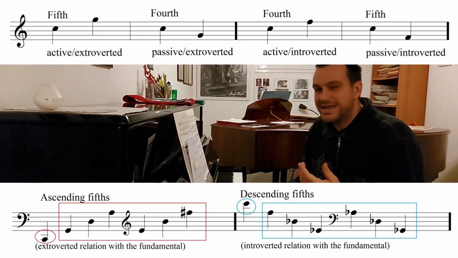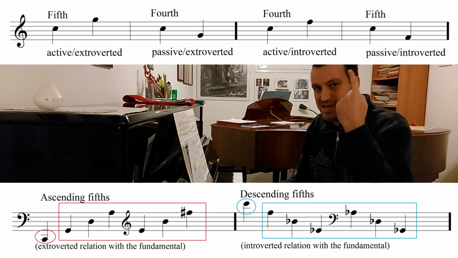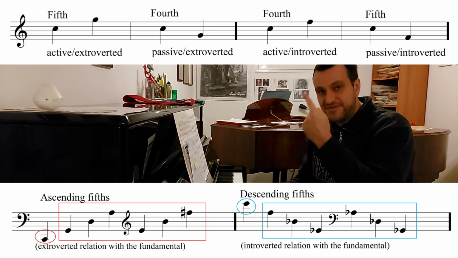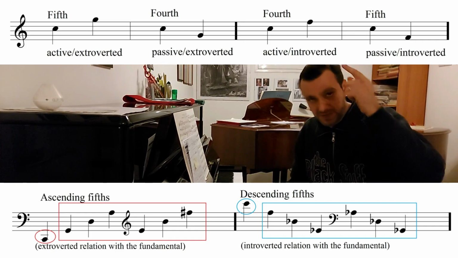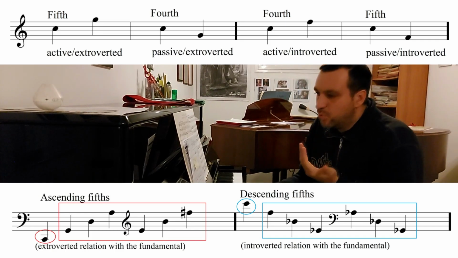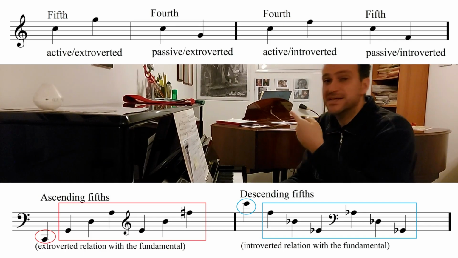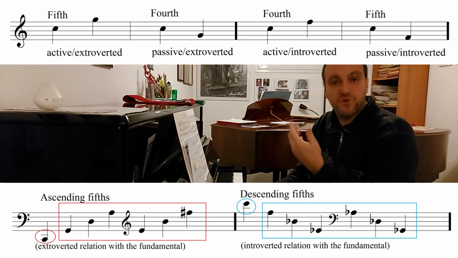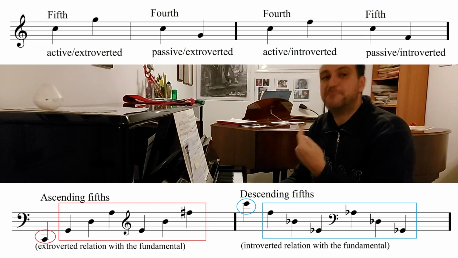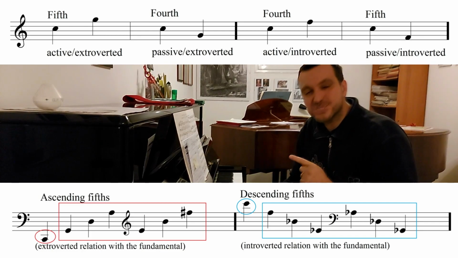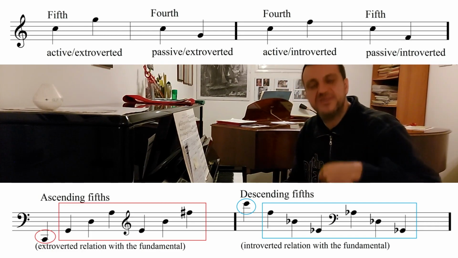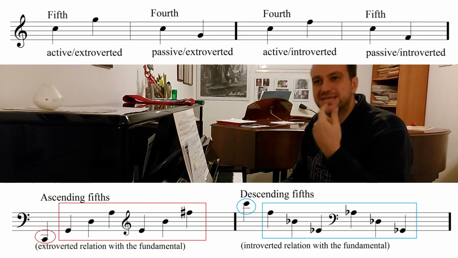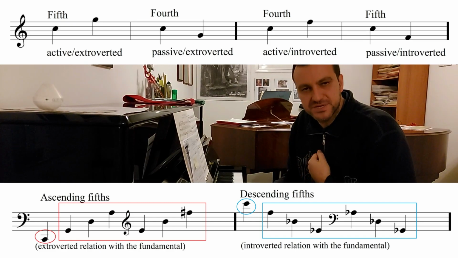You can see the first one is a C, G. What is that? A fifth, of course. And this fifth is active and of course is extroverted because of the circle of fifths. And what about C, G? We were talking before. Well, it's of course a fourth, but it's passive. And it is extroverted, because G, even if it's slower, represents the future of the C. It's always an evolution of the C.